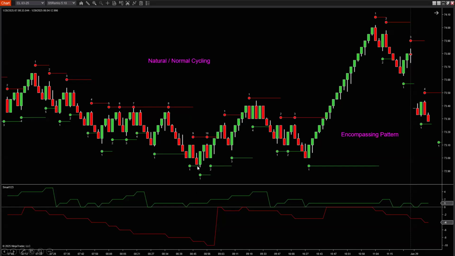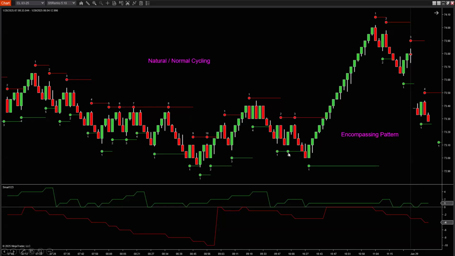Now, natural cycling going back up here: A, B, C, D, E, F, and come all the way up and make 1, 2, 3 impulse legs. 1, 2, 3, and then reversing back down again. 1, 2, 3, going down. And then what happens over here?